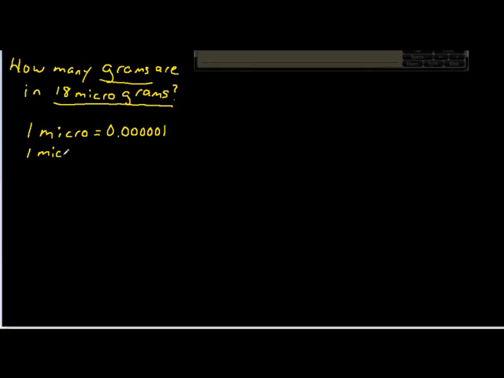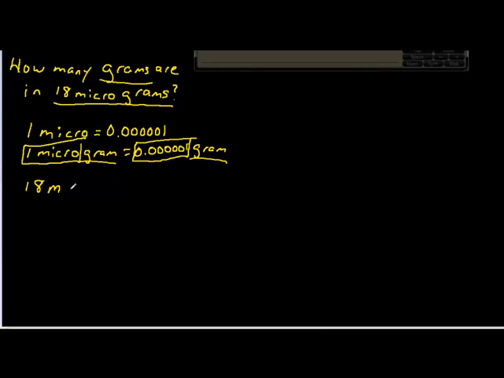0.000001 of something. In this case, we're talking about grams, so 1 microgram is equal to 0.000001 grams. It's the prefix, the micro, that means this number with all the zeros, and we're modifying the gram. So to solve this problem, we start out with 18 micrograms.